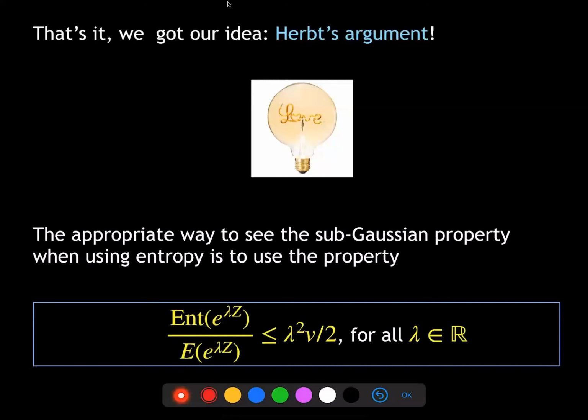So Herbst's argument gives us the appropriate way of seeing the sub-Gaussian property when we want the entropy to be involved. That is, we look at this way of encoding sub-Gaussianity. Okay, this encodes a sub-Gaussian random variable.